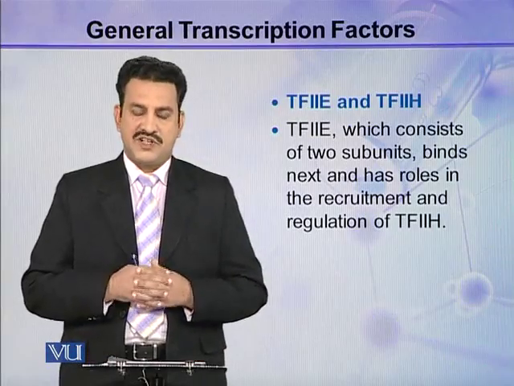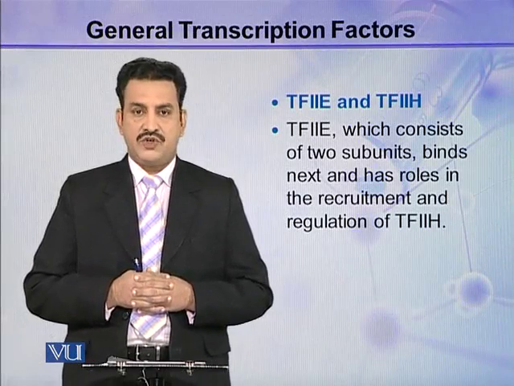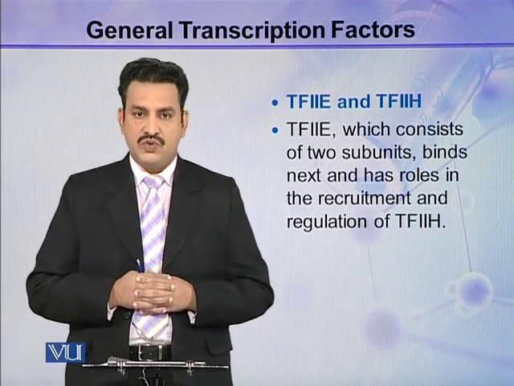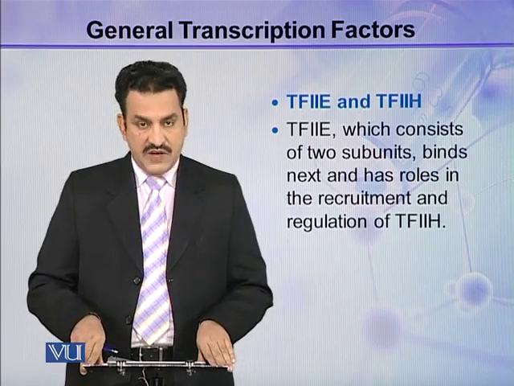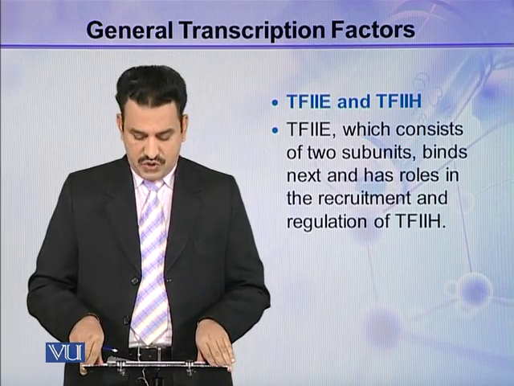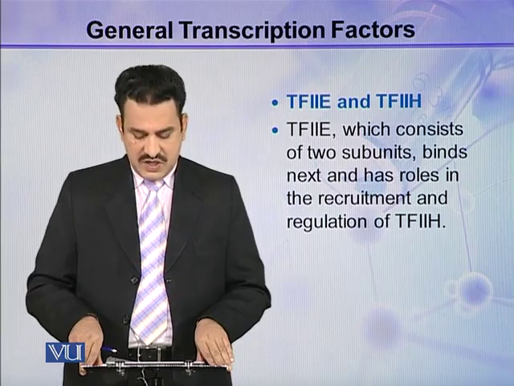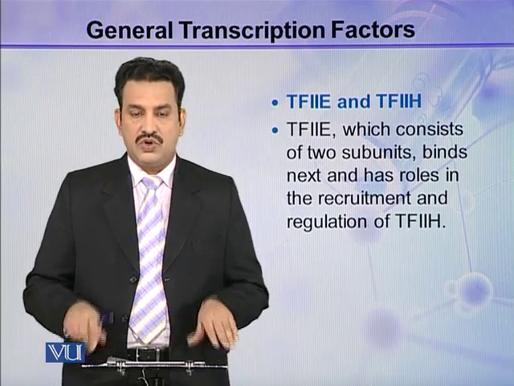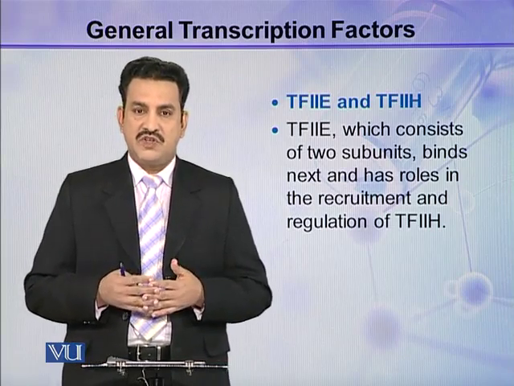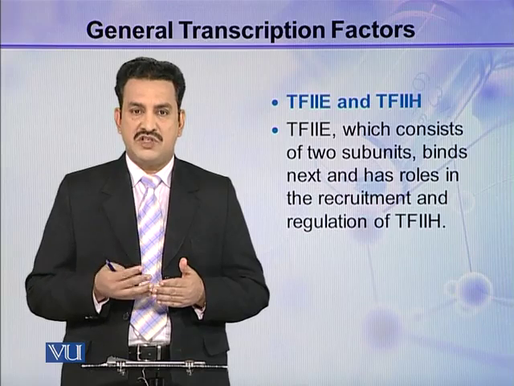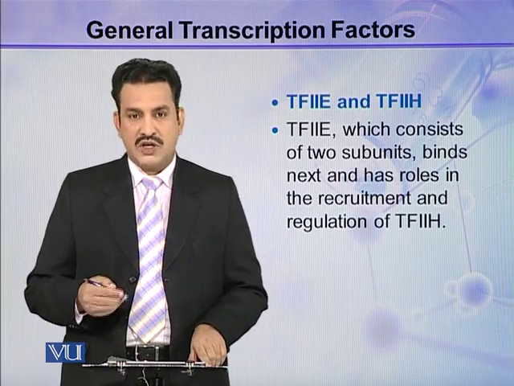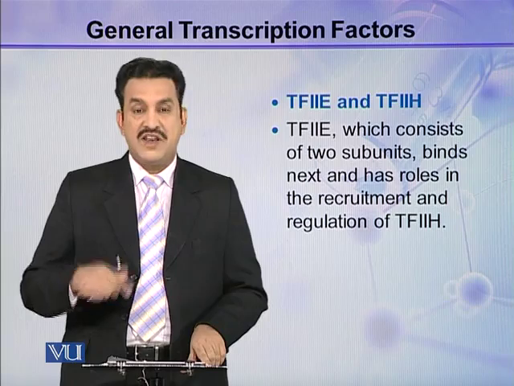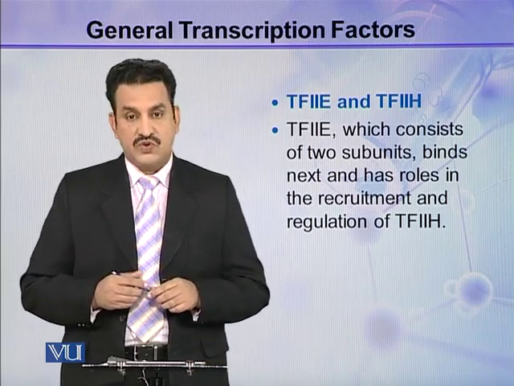The next important transcription factors are transcription factor 2E and transcription factor 2H, that is TF2E and TF2H. TF2E, which consists of two subunits, binds next and has roles in the recruitment and regulation of TF2H. So the next transcription factor which has to come to the pre-initiation complex is TF2E, and it has a role in the recruitment of the next transcription factor, which is TF2H.